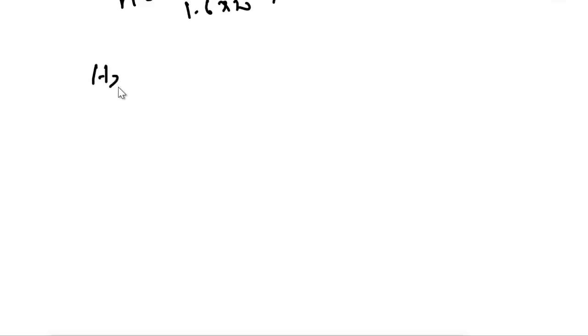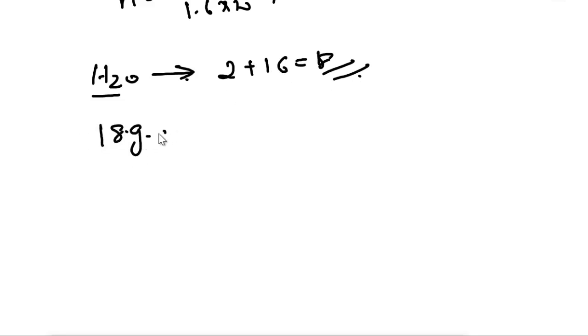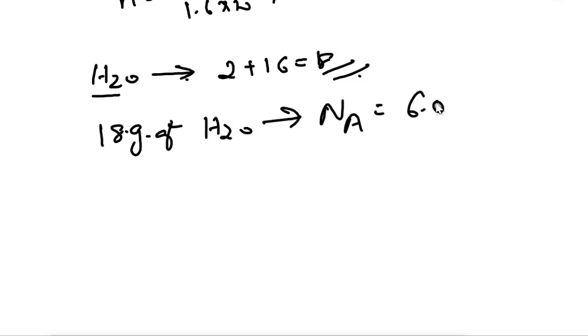Water has a molecular weight of: hydrogen 2, oxygen 16. Together, the molecular weight is 18. So 18 grams of water contains how many molecules? An Avogadro number of molecules. That is 6.022 into 10 to the power 23 molecules in 18 grams of water.